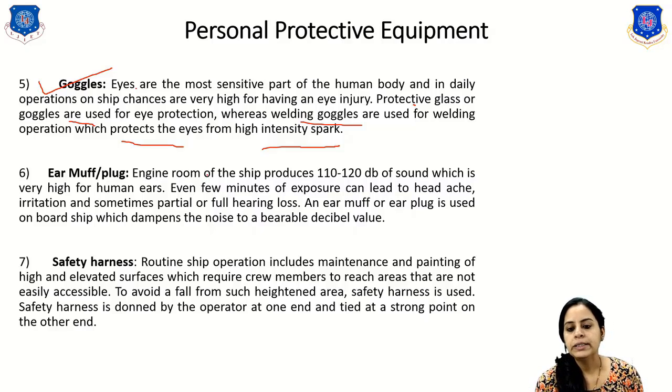Okay. Then the next one, which is the safety harness. Operations include the maintenance and painting of high and elevated surfaces, which require a crew member to reach areas that are not easily accessible, right? So to avoid a fall from such heightened areas, a safety harness is used. It is worn by the operator at one end and tied to a strong point on the other, right?